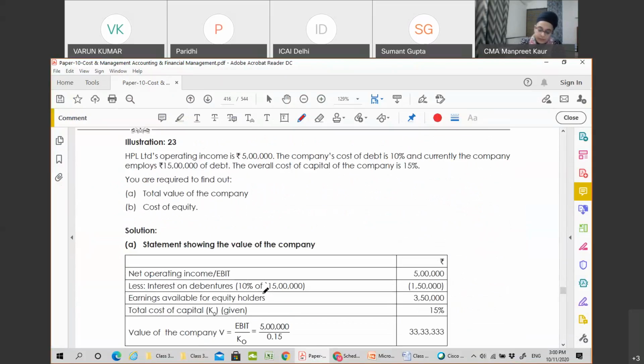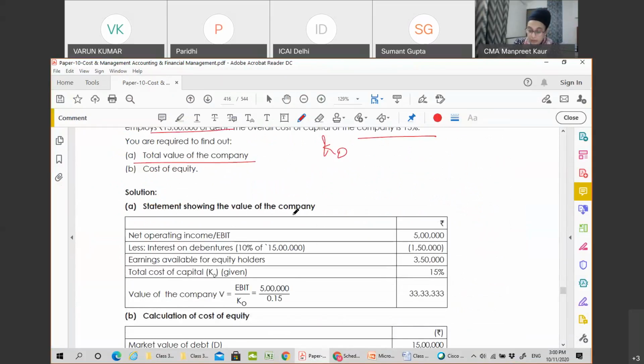Here is the question. Operating income is given, cost of debt is given, the company employs 15 lakh of debt and KO is given, 15%. We have to find out the total value of the company. How will we compute it? EBIT minus interest, we will get the earnings available for the equity shareholders. That is the net income.